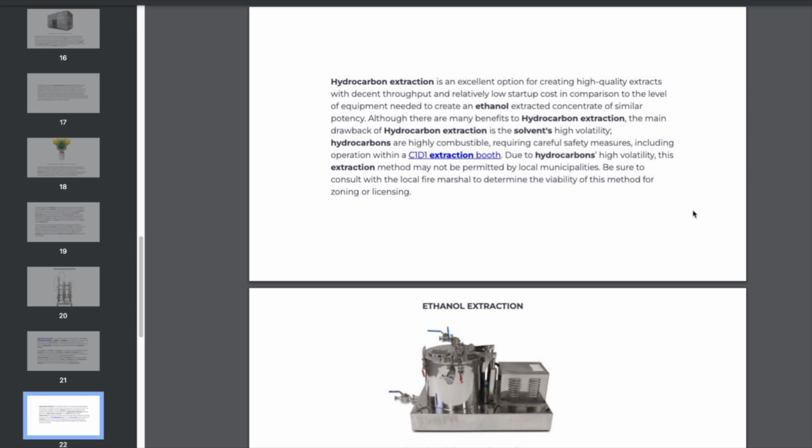Now, I really like the first one. Hydrocarbon is an excellent option for creating high-quality extracts with a relatively low startup cost. Now, there are some machines, I'm not going to plug any specific businesses right here, but there are some modular extraction machines that'll run you upwards of $350.